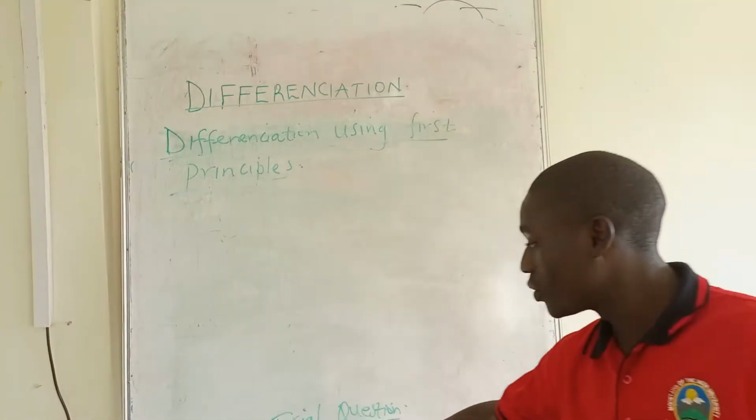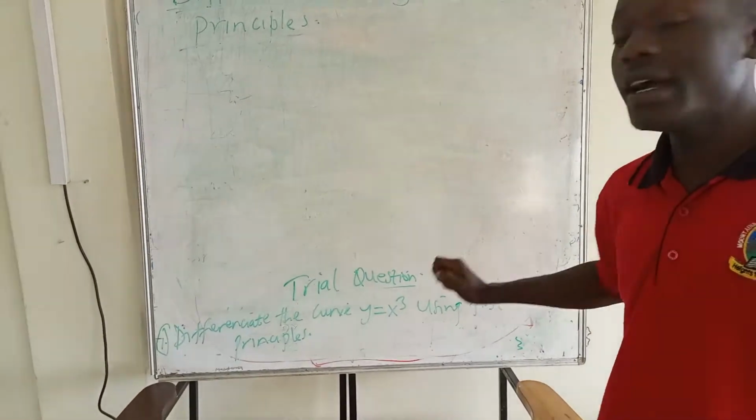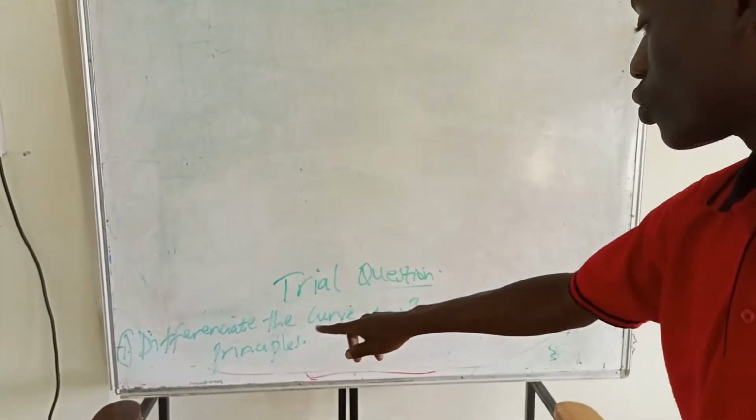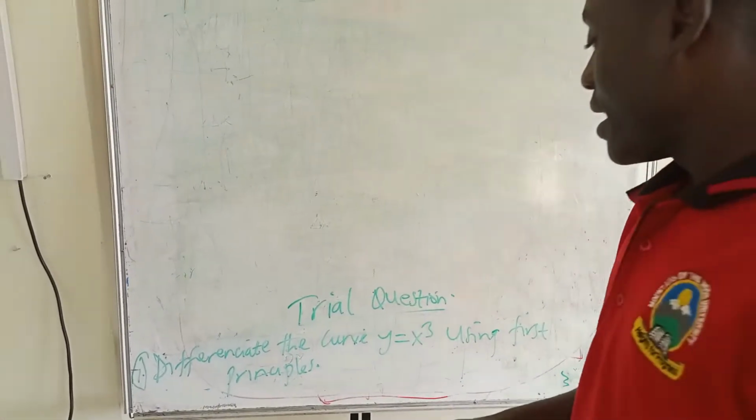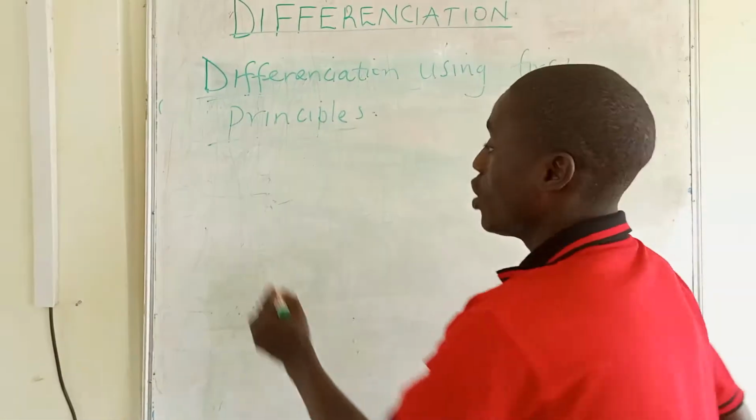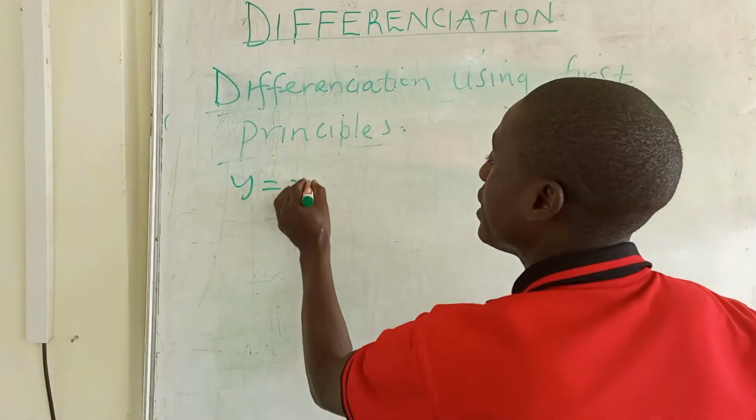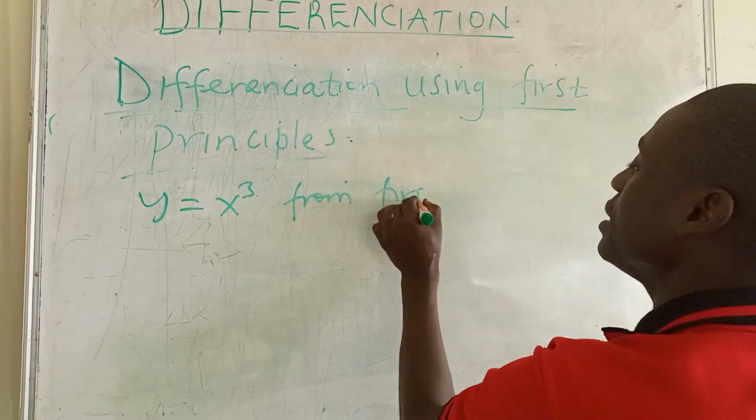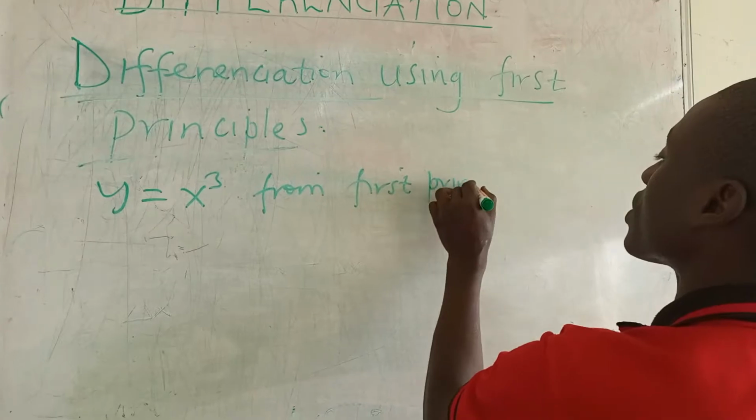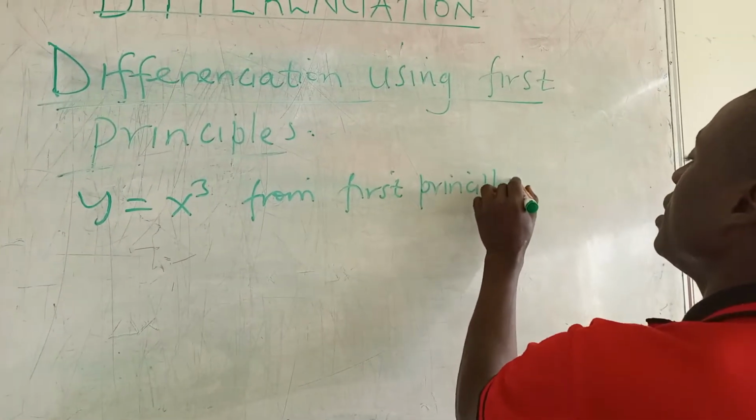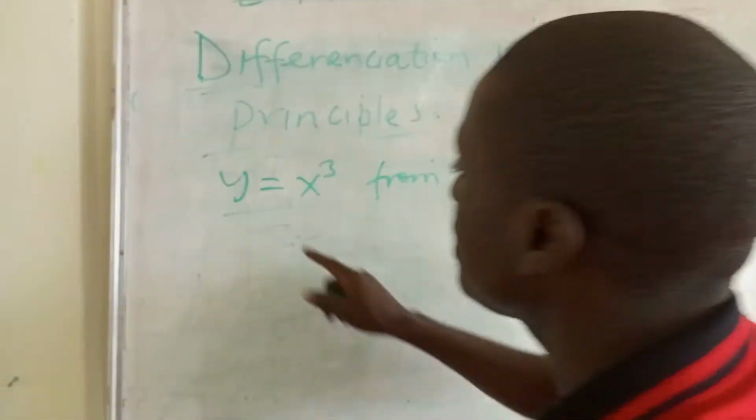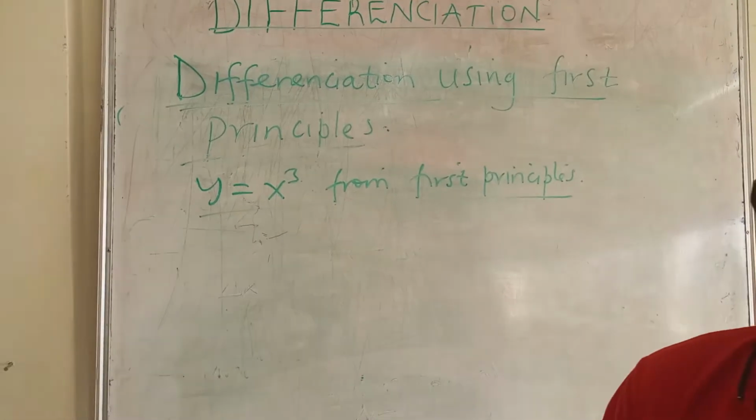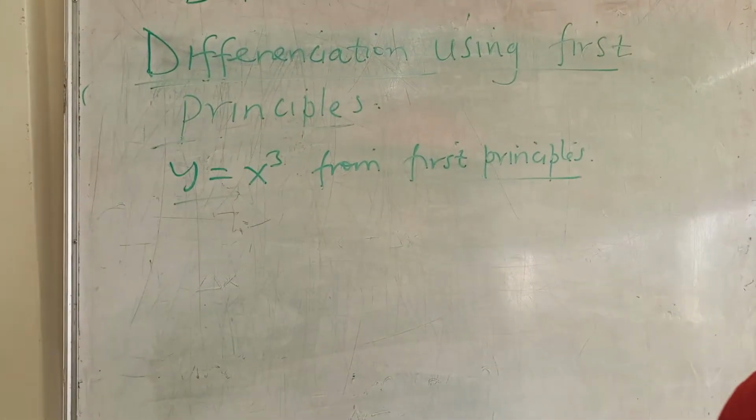I thank you for those who have tried this question here. But mathematically, how do we go about it? Therefore, using y is equal to x cubed from first principles. So we are differentiating y is equal to x cubed from first principles.